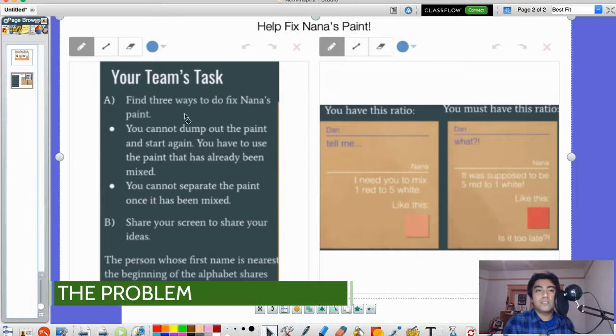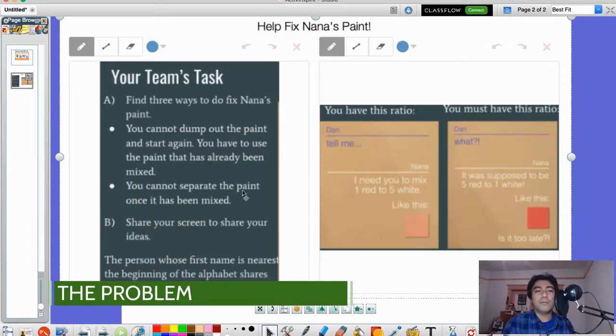Your team's task. Now it says 3, but you're only supposed to do 2. Find 2 ways to fix Nana's paint. Okay? You cannot dump out the paint and start again. You have to use the paint that has already been mixed. So you can't just throw away paint.